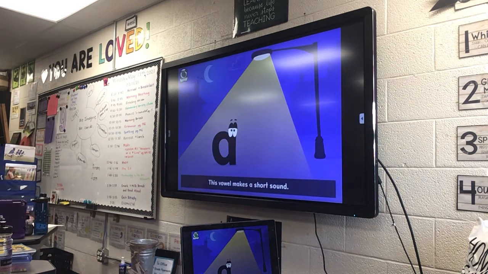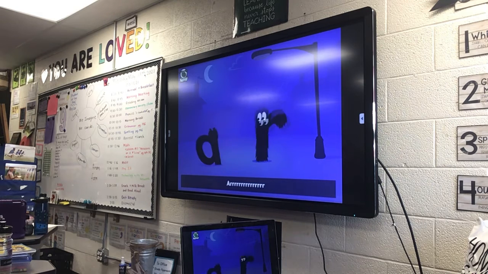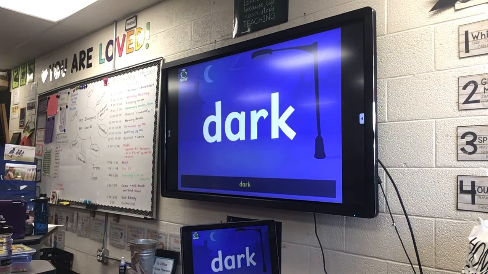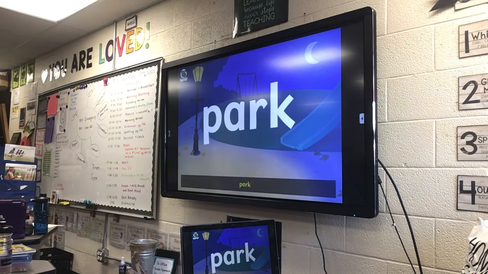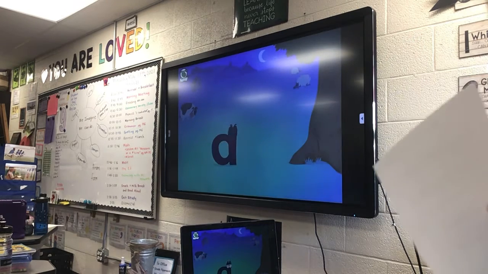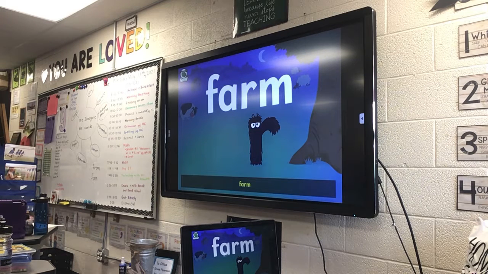This vowel makes a short sound, but watch out for the letter R. When R is after A, together they will make a different sound. R. Dark. R. Park. R. Farm.